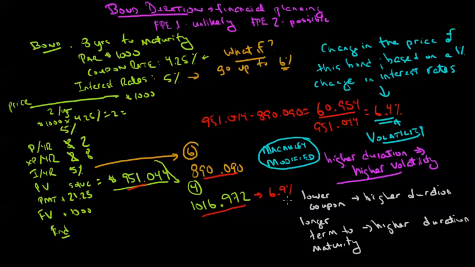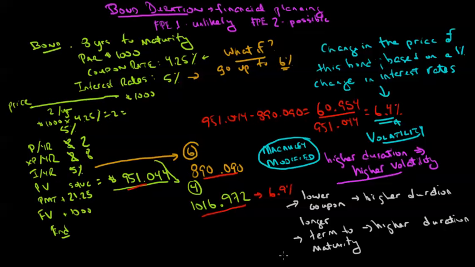So I hope that helps to explain duration. That should help you to get through any exam questions around duration. The result here really is that if you have somebody who is relatively risk tolerant, they're generally going to choose bonds that have higher duration. So that would mean bonds with lower coupon rates and bonds with longer term to maturity.